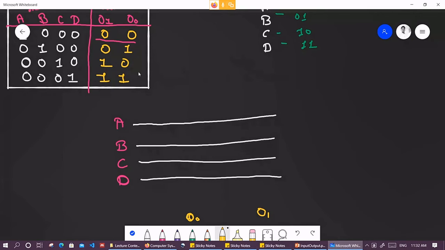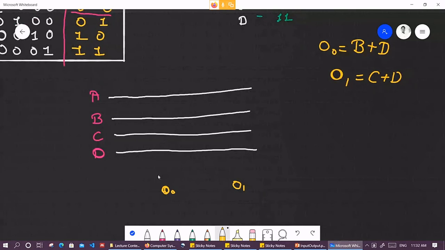Okay, let's see, for O0 what should the function be. You see that O0 is 1 at this input. That is B, or O0 is 1 when D. That means O0 is B plus D. And if you talk about O1, O1 is 1 for C and D, so it will be C plus D.